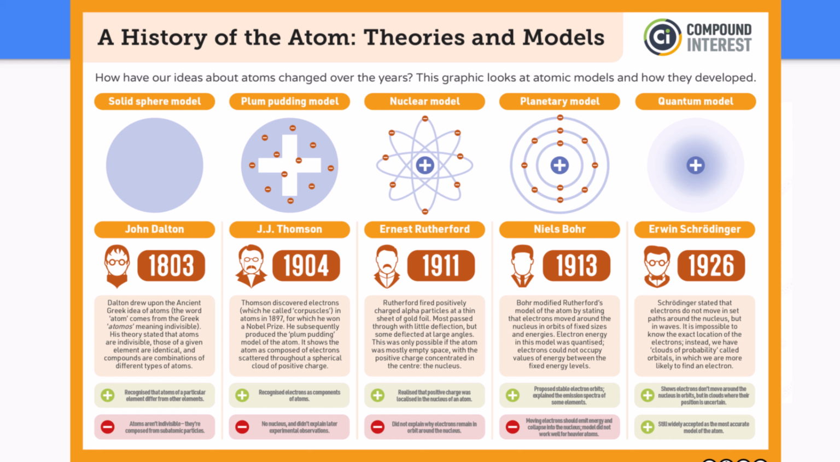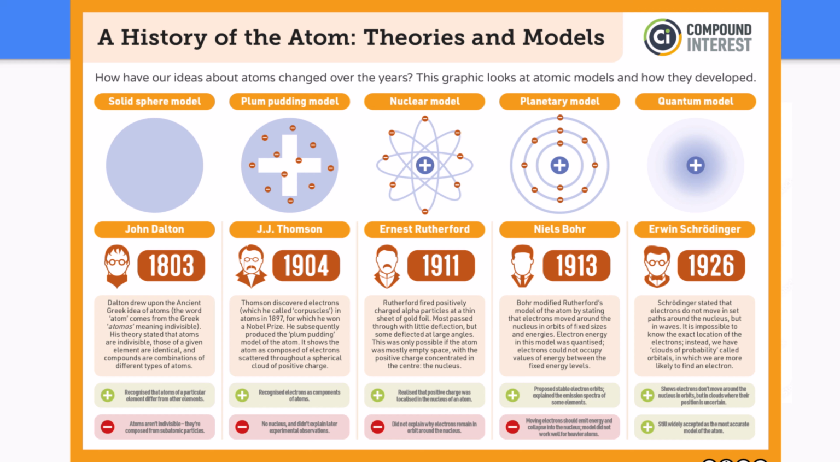J.J. Thomson discovered electrons, which are negatively charged particles that are found inside of an atom, and developed what's called the plum pudding model, which shows that the electrons, which are negatively charged, are scattered through a spherical cloud of positive charge. So recognize that atoms are neutral. They don't have a charge associated with them, but the positives and negatives kind of cancel each other out.